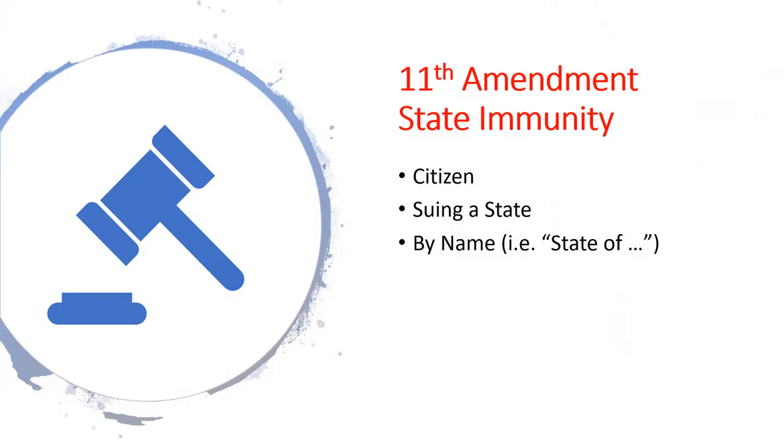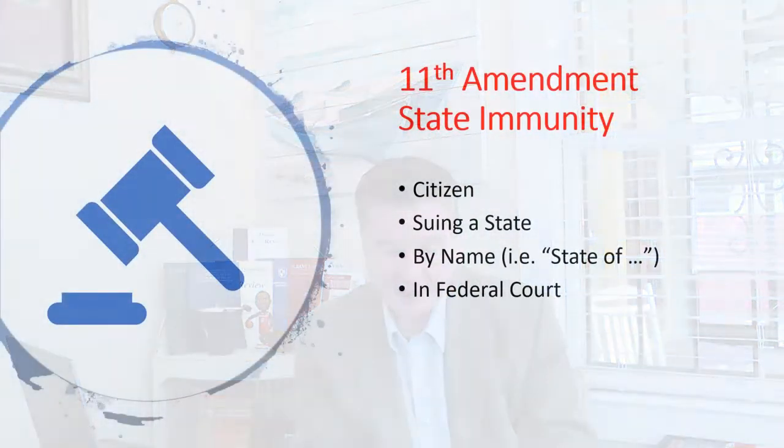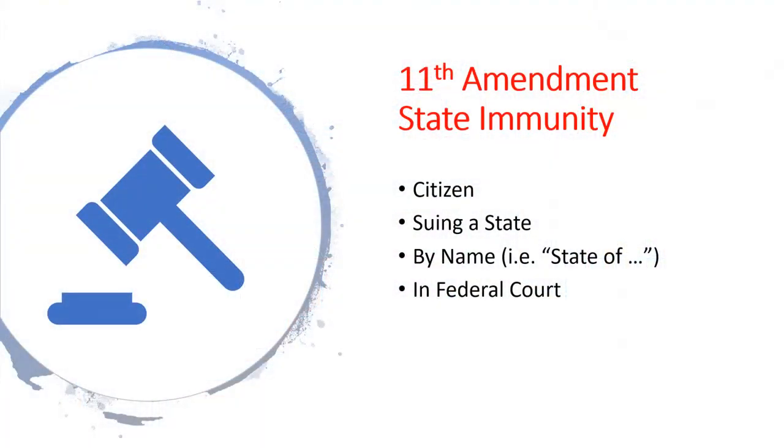That brings us to bullet point number 3, by name, as in state of. Joe or Jane, who is a citizen of Michigan, sues the state of Michigan, the state of Missouri, pick a state, any state, in federal court. That's the final bullet point. Now, without these four, and we're going to talk about an alternative way to test this in a second, your typical 11th Amendment violation would involve these four components appearing in the fact pattern.